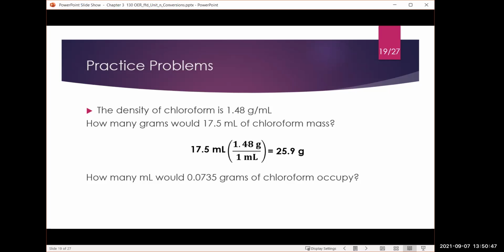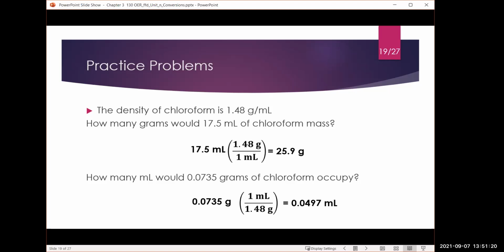All right, now here's a similar scenario, but now we're going the other direction. They're giving you 0.0735 grams of chloroform. You need to measure the volume. Okay, so we write down what we're given using the same conversion factor, the density of chloroform, except we're going to invert it because we want milliliters in the numerator and grams in the denominator. You can see the grams cancel. And we have 3 sig figs in both cases.